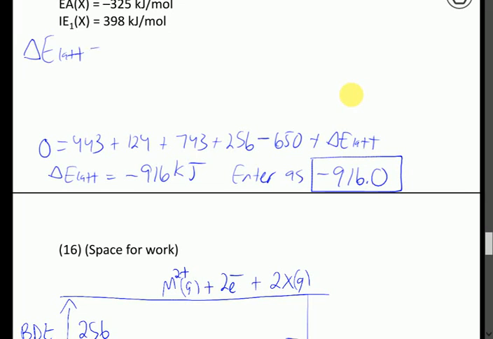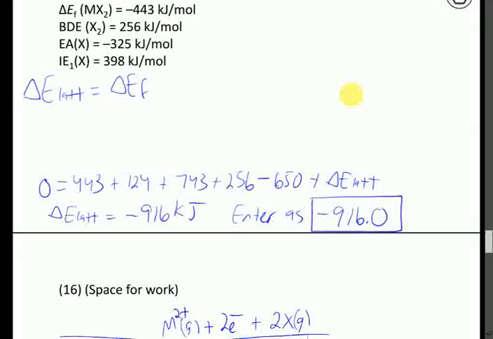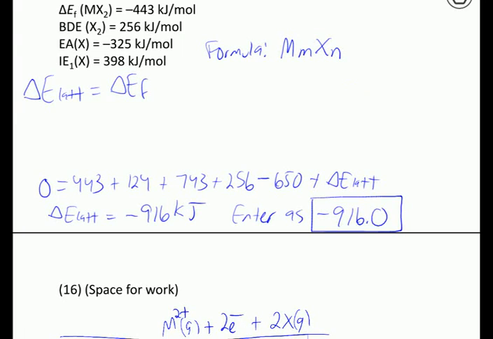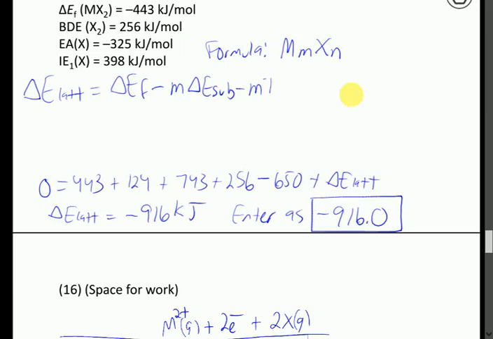So the lattice energy is equal to the energy. So if we have a compound that has this formula, MmXn, so the subscript on the metal is m, and the subscript on the non-metal is n. The lattice energy is going to be equal to the energy of formation minus m times the sublimation energy, which is the energy required to take the metal into the gas phase, minus m times the ionization energy for the metal.